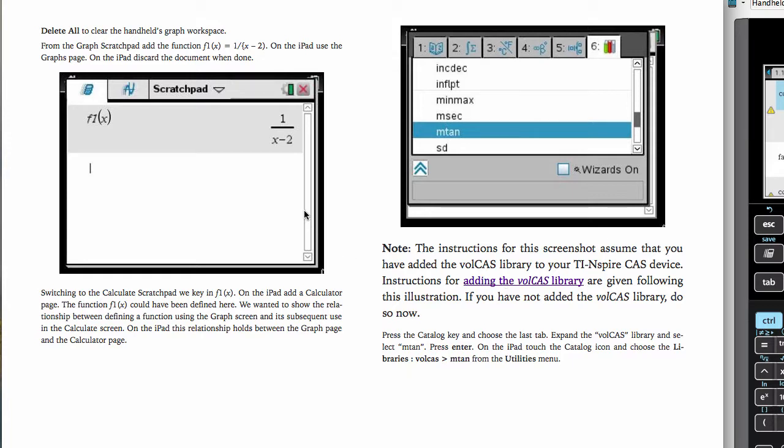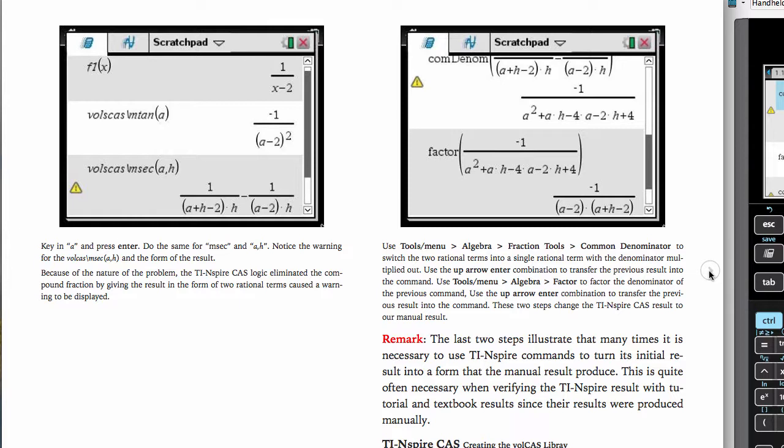We bring back this function on our calculation Scratchpad by typing in F1, and it says it's in here. We added some functions to our library. Our library will let us find the slope of a tangent line, the slope of a secant line, minimums and maximums, things called inflection points, increase and decrease, and second derivative, and all kinds of things that we added to our library. Let's turn to the next page.